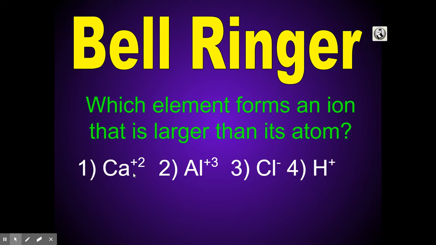So it goes from 20 to 18. Since it loses electrons, it's going to get smaller. Aluminum is going to get smaller because it's losing 3 electrons. Chlorine, because it's a -1, is gaining an electron, which means it's getting bigger. And then hydrogen +1 is losing 1 electron, so it's getting smaller. So the only one that forms an ion that's larger than its atom would be chlorine. So that would be your answer here.